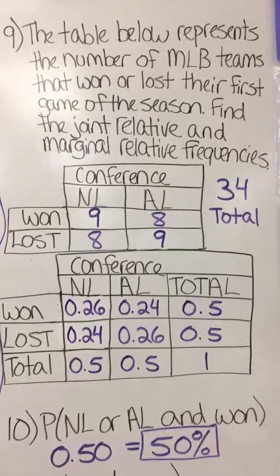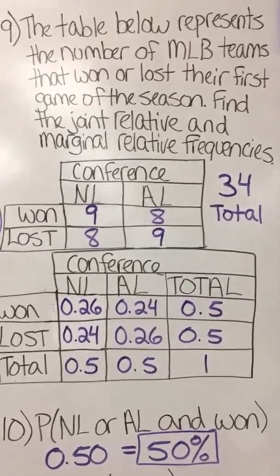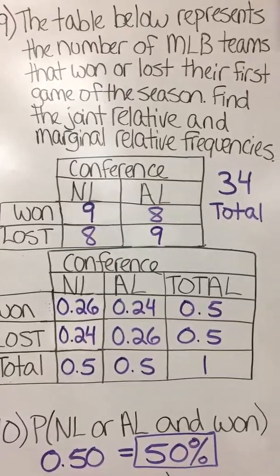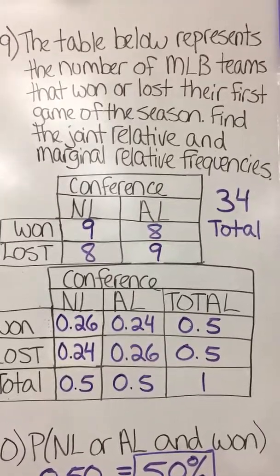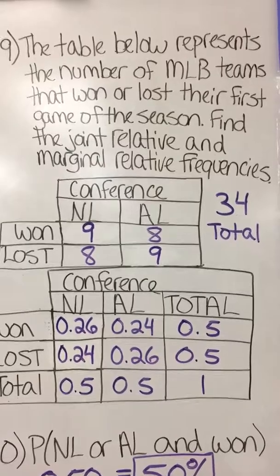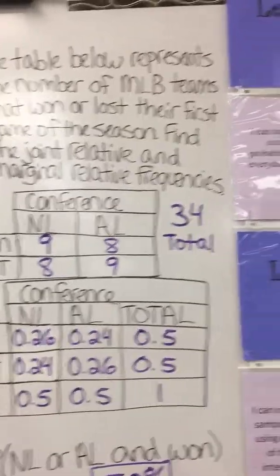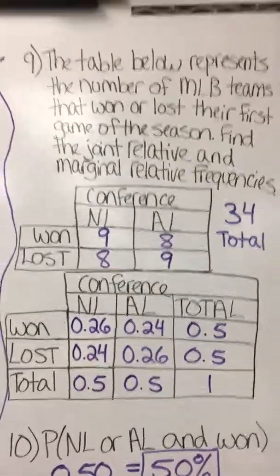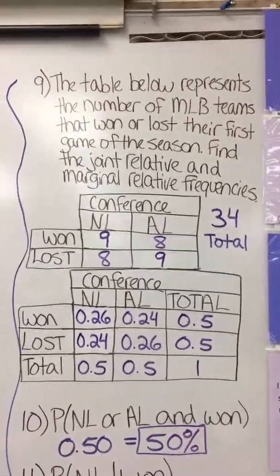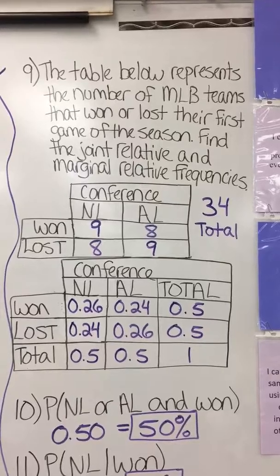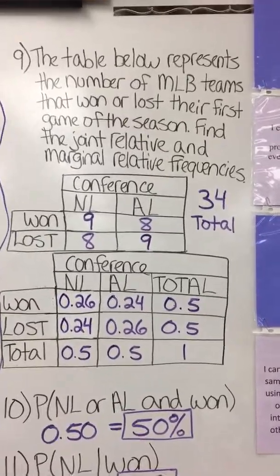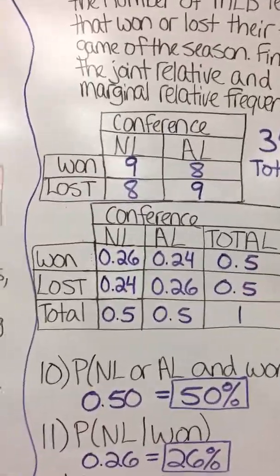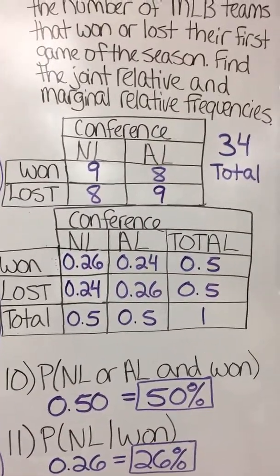For the National League, we have 9 games won, 8 games lost. For the American League, we have 8 games won, 9 games lost. So that's a total of 34 games. What we need to do, like we did in that last example today, is find the frequency table, which is at the very bottom of the back page. We are first going to look at the frequencies. This is where all these decimals come from.